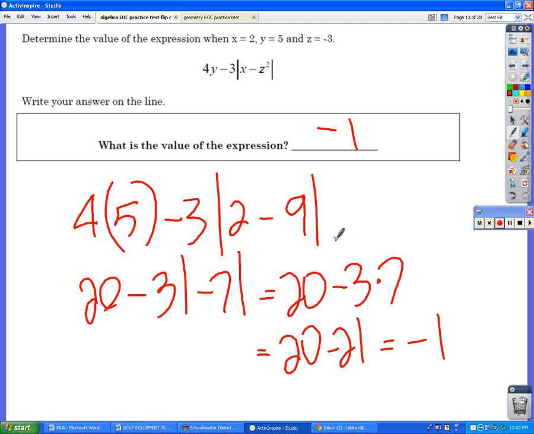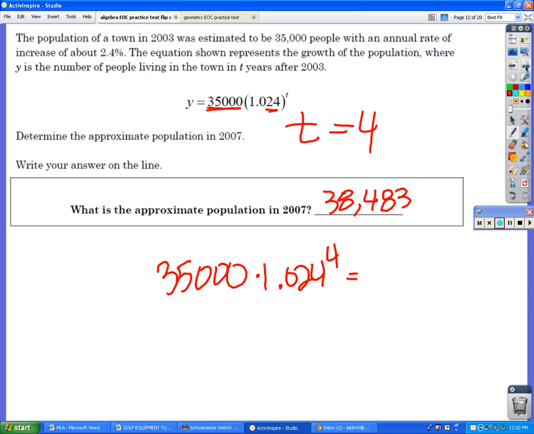Now I still have to follow an order of operations, so I do multiplication first. 3 times 7 is 21. 20 minus 21 is -1. Okay? Can I do what now? Go back a page. Okay.